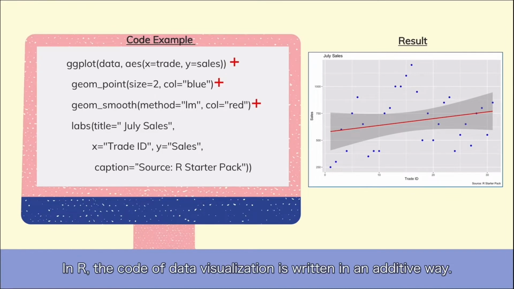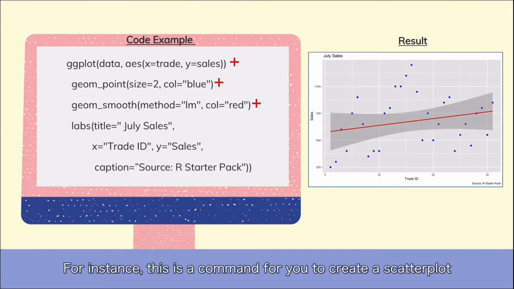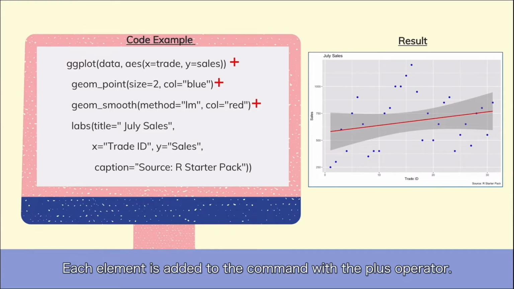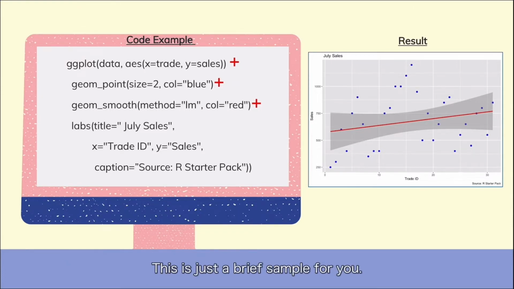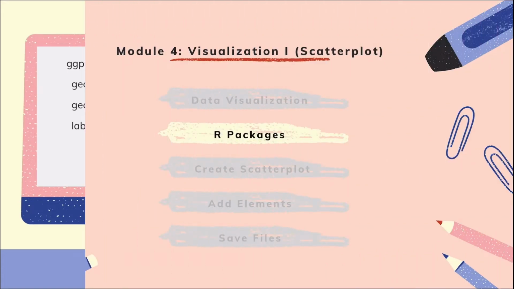In R, the code of data visualization is written in an additive way. Elements of charts and graphs are added one by one in the command. For instance, this is a command for you to create a scatter plot with data points, linear trend line, title, labels, and source. Each element is added to the command with the plus operator. This is just a brief sample for you. We will take a deeper look at how it works in the later part of the video.